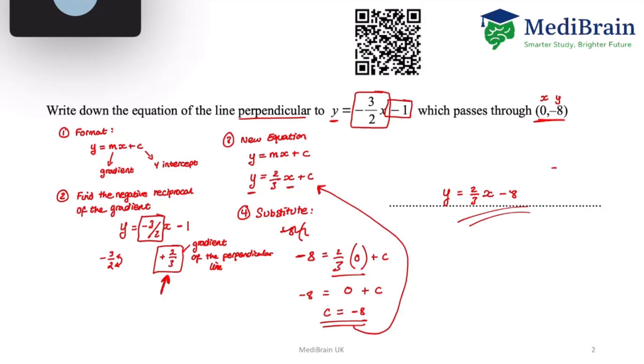Now we construct the new equation in the same format, y equals mx plus c, and we know that m is the gradient, which we've just worked out, 2/3. So we're just going to substitute it in place of m. So we have y equals 2/3 x plus c. Now, we need to make sure that it passes through the coordinates 0, -8. The first coordinate is 0, and the second coordinate is y, so it's -8.